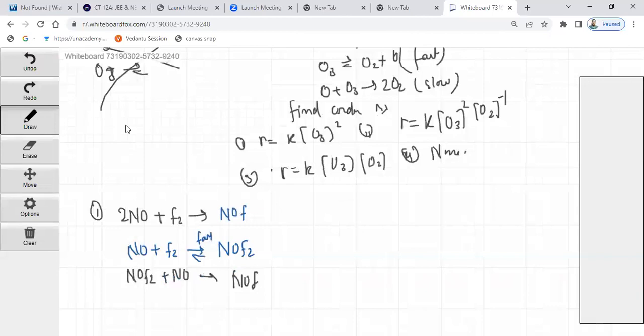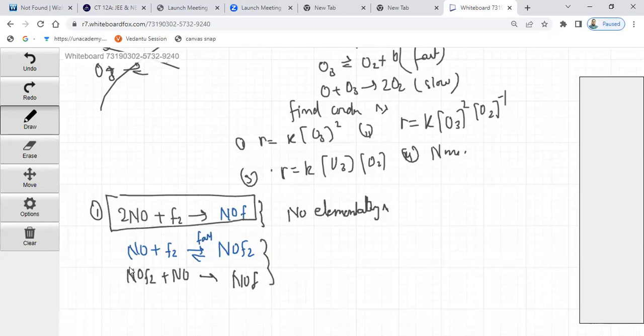I am explaining the question very slowly. If you see, this is a non-elementary chemical reaction. These two reactions will take place in a single step, this is the main reaction, and this reaction will take place in two steps.